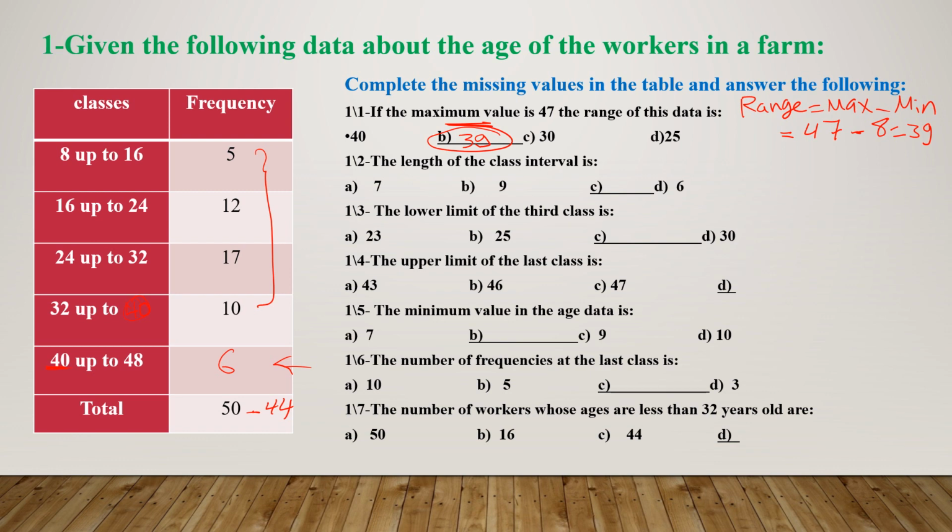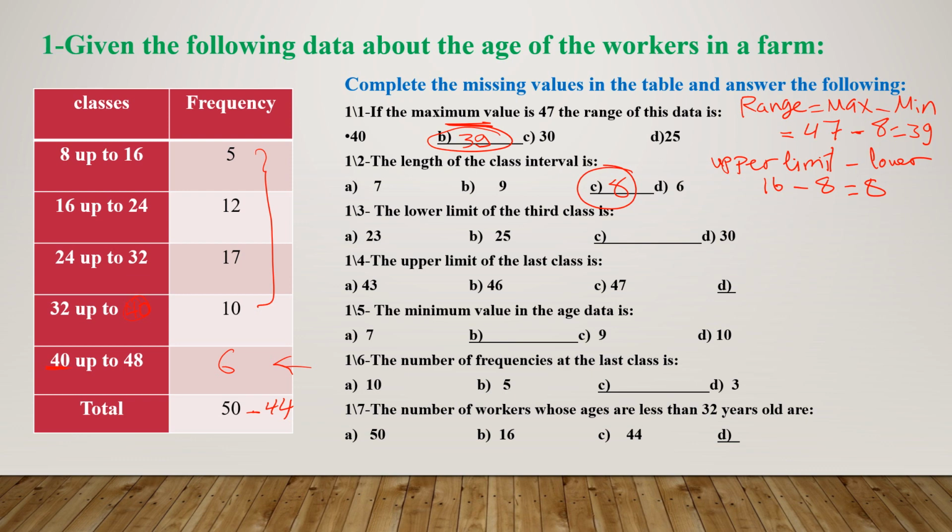The length of the class interval is: the length of the class interval equals the upper limit minus the lower limit, and this equals 16 minus 8, which equals 8. So the correct answer is 8, and this is C.